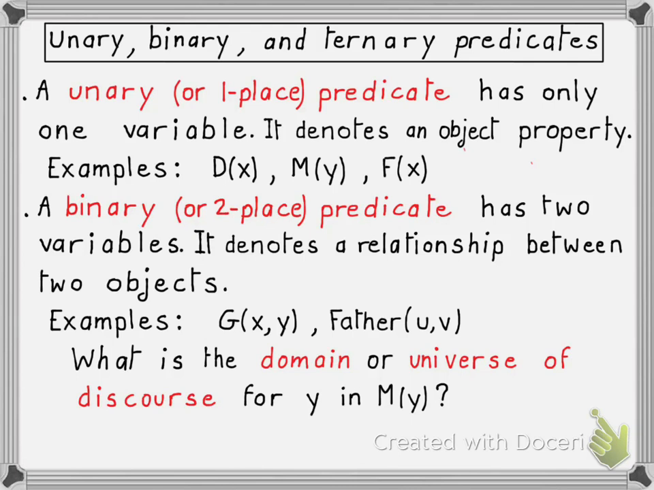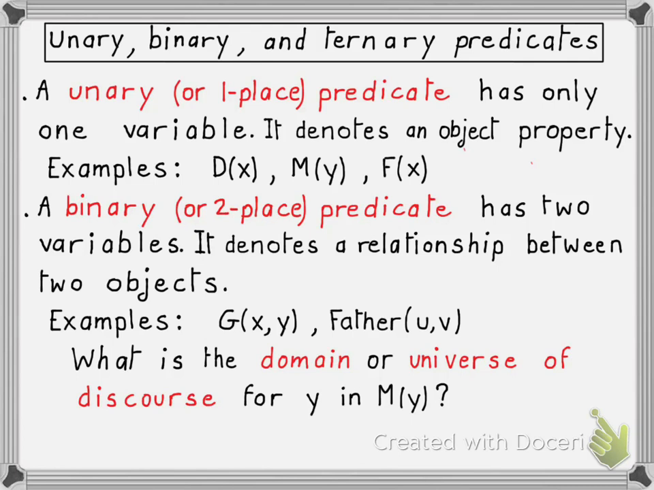So I urge you to stop the video now and think about what would be a natural domain or universe of discourse for the variable y in M of y. So there are several acceptable answers here. One natural answer would be to choose as domain of y the set of all animals. That way, whenever you pick a particular animal from that set and you assign it as a value to y, you get the proposition that this particular animal is a mammal, which is either true or false.